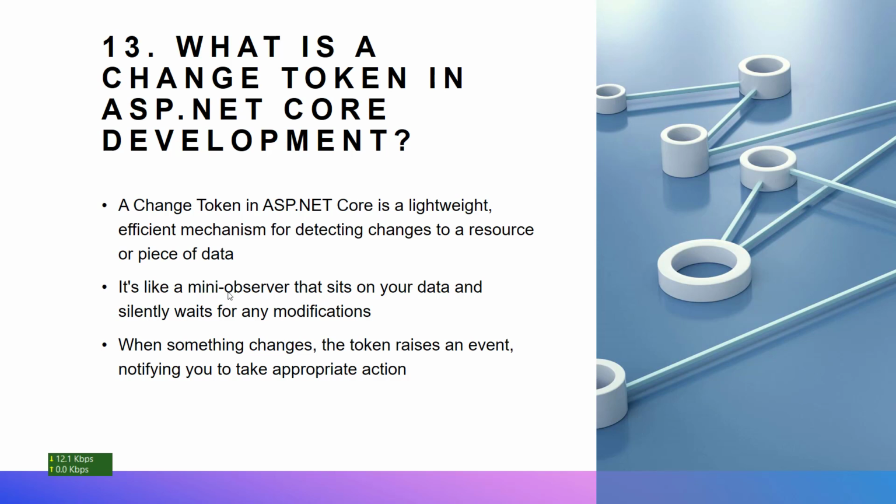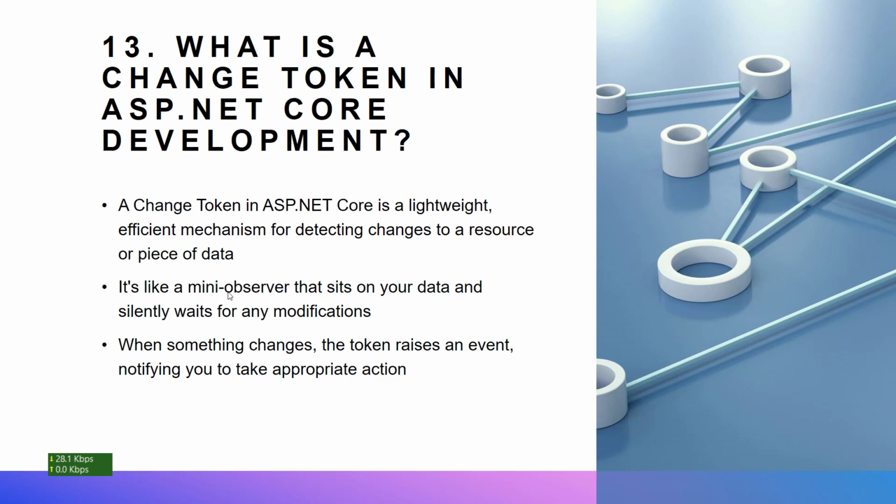It's like a mini observer that sits on your data and silently waits for any modification. So we have first name and last name, for example, in the data, and the first name has been changed from ABC to DEE, for example. Those changes would be detected by the change token. When somebody changes it, the token raises an event and notifies you to take the appropriate action.